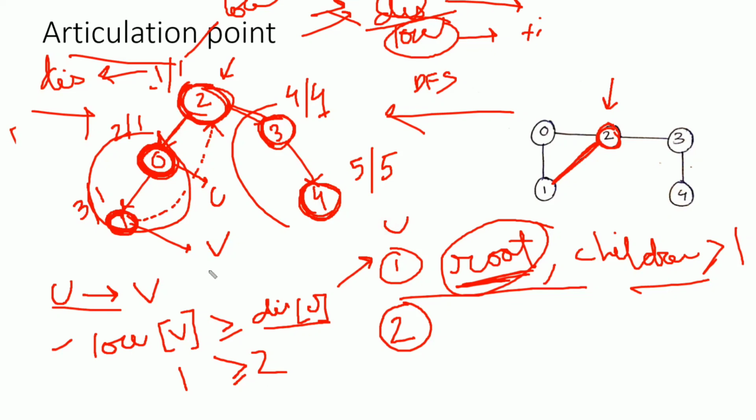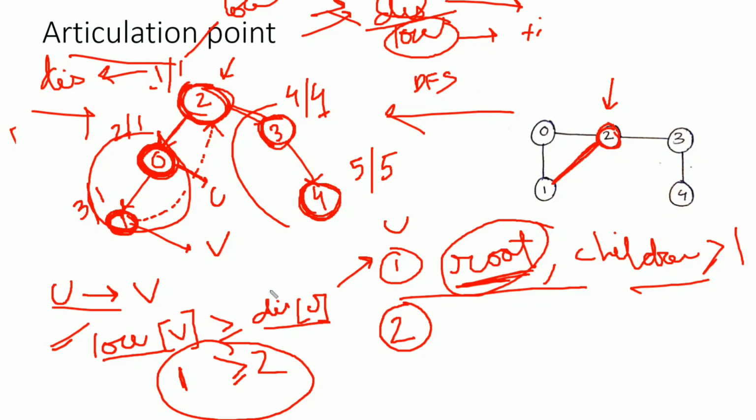then it means that u is an articulation point. But on applying this concept to vertex 0, it is not an articulation point, because the low time of vertex 1 is smaller than the discovery time. Okay. So vertex 0 is not an articulation point. So what does this formula indicate?